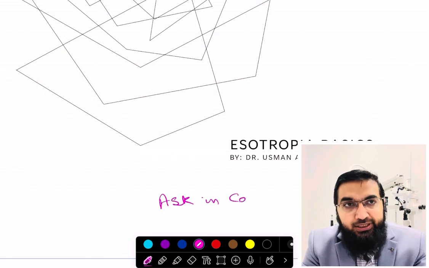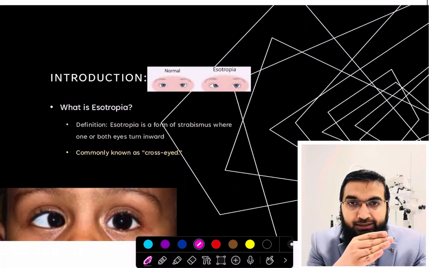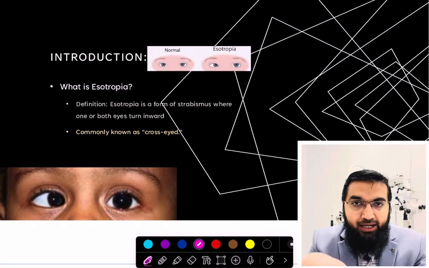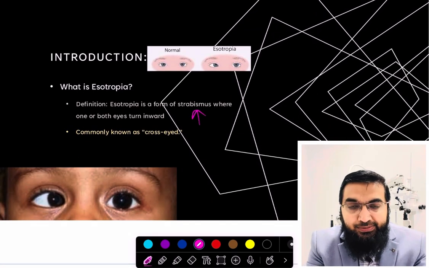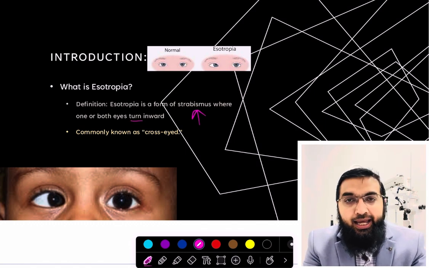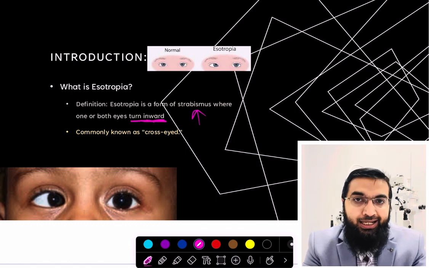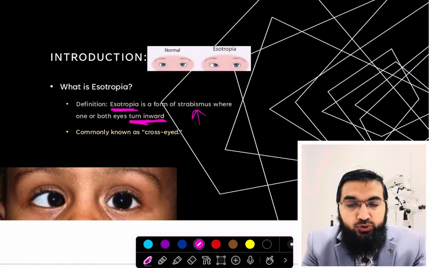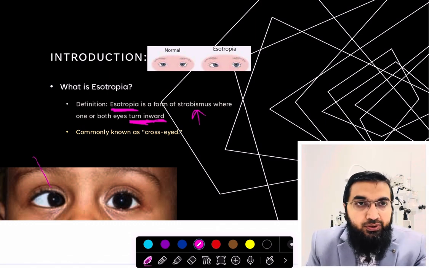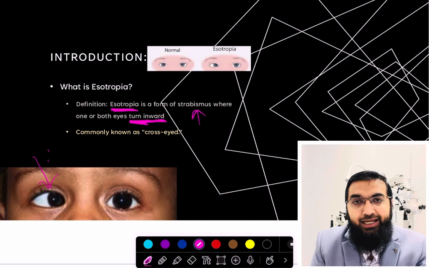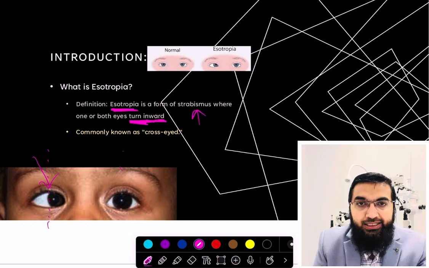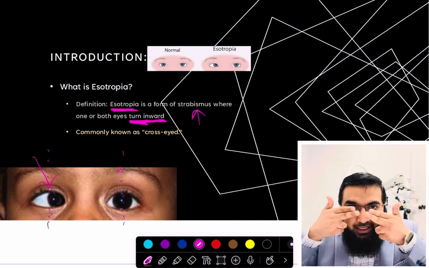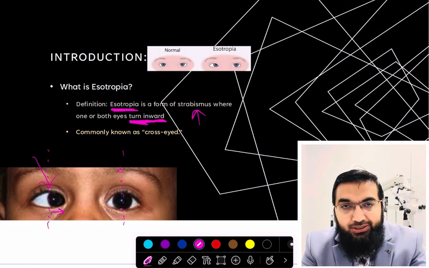So first of all, what is esotropia? It's a form of strabismus. Strabismus means turned eye. It could be right, left, in, out, up, down. That's all strabismus. And then strabismus has its own classifications, and one of the sub classifications of strabismus is esotropia. So an inturned eye is called esotropia, as you can see in this picture. Also, some people commonly call that a crossed eye. Crossed in eye or a crossed eye is esotropia, as you can see in that picture also.